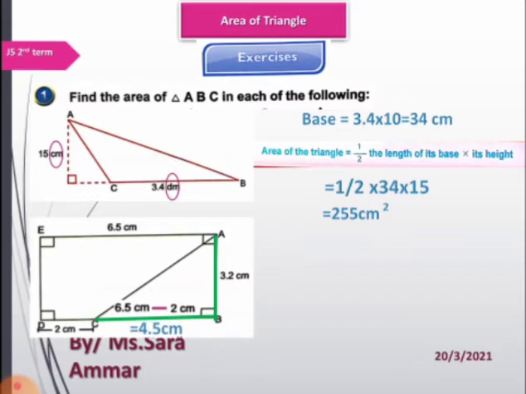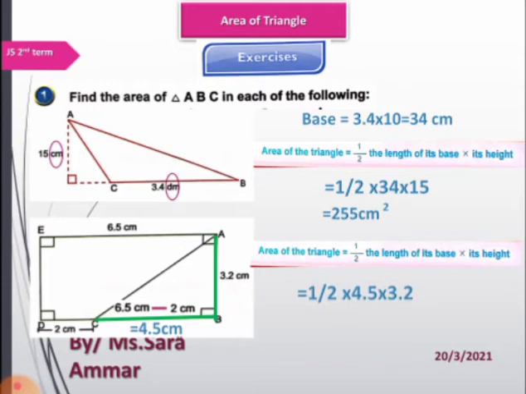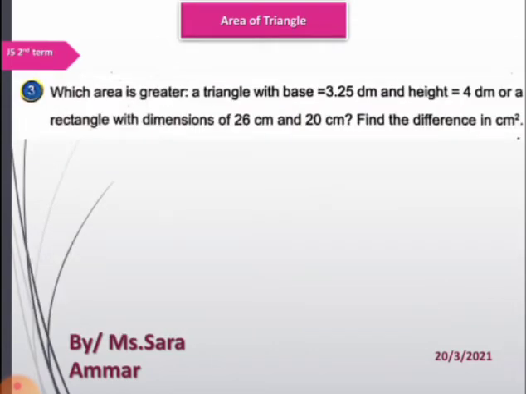So now we know the base BC and we have the height AB, so we can calculate the area of the triangle, half the length of the base multiplied by the height, so half of 4.5 multiplied by 3.2, it will be 7.2 centimeters squared, because this is an area.